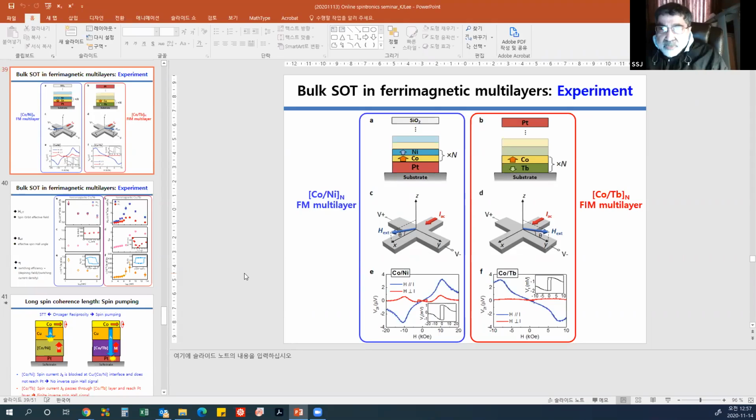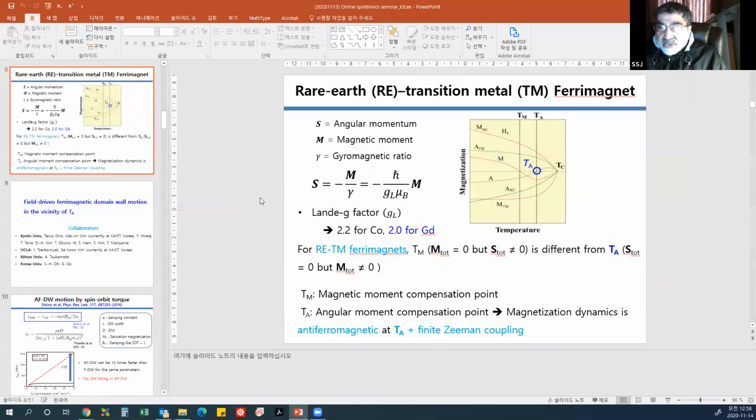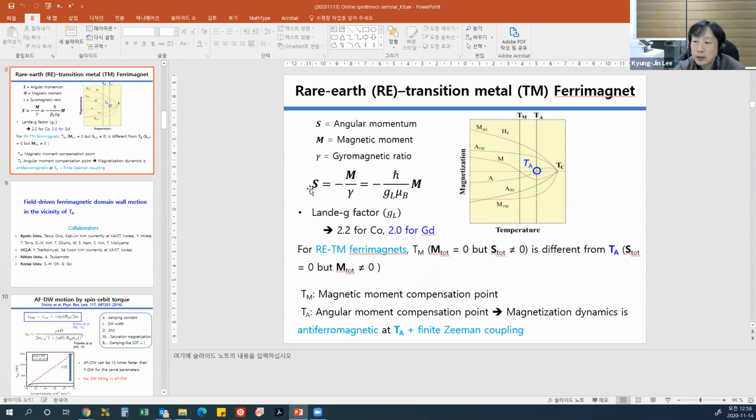In the first part of your talk, I just have a clarification question. You say S is the angular momentum. Is that the sum of the spin and the orbital momentum? Yeah. So your S is L plus S. Yeah, effectively this S includes both spin contribution and orbital contribution, and also this M includes spin contribution and orbital contribution. Okay, thank you.